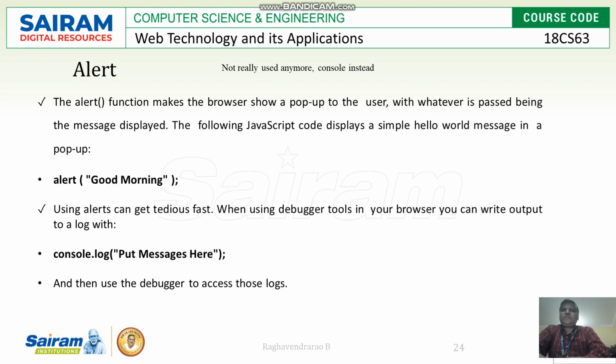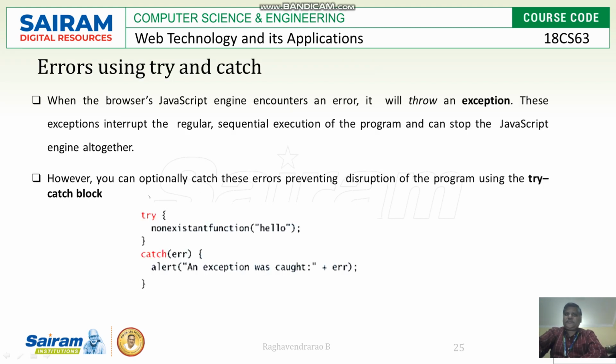Here the alert function makes the browser show a pop-up window with whatever parameters are passed displayed there. Here is the example: alert good morning. This will be displayed on the screen: good morning. Another method is console.log. It puts the message there, which gets displayed over there. The alert method you can use like this.